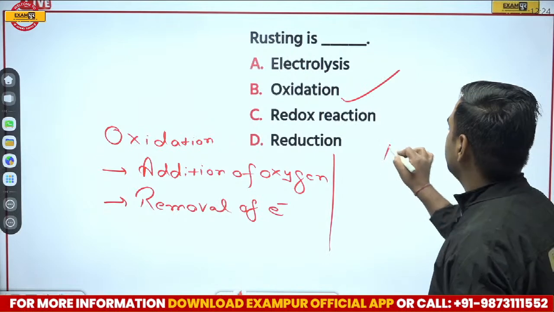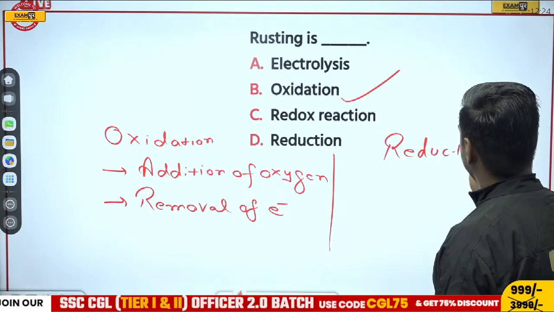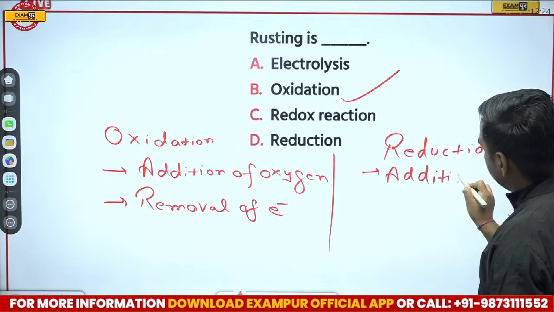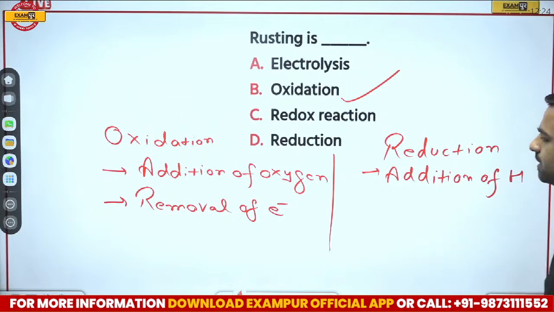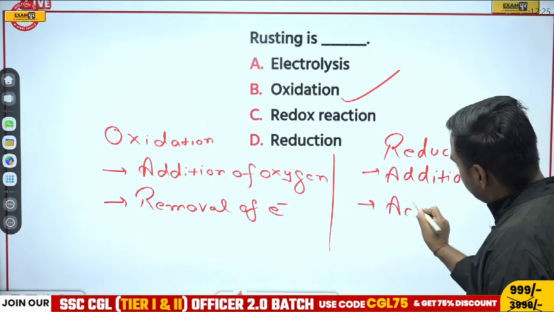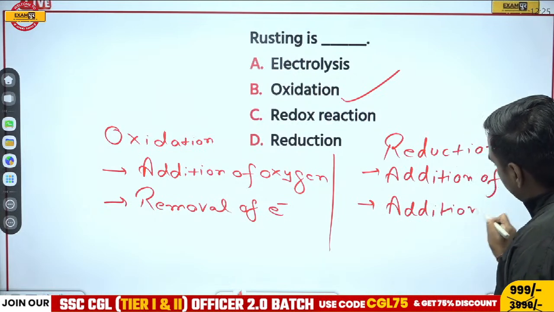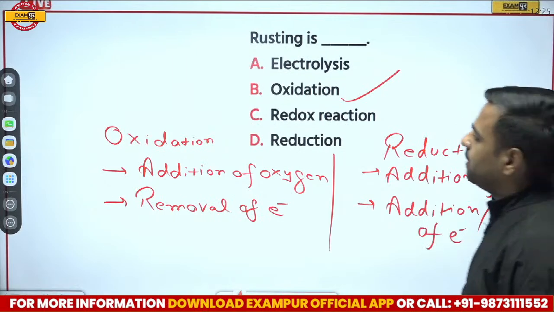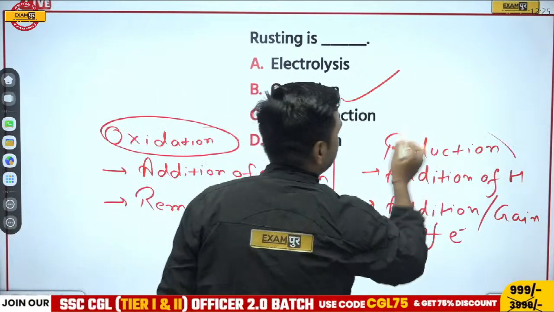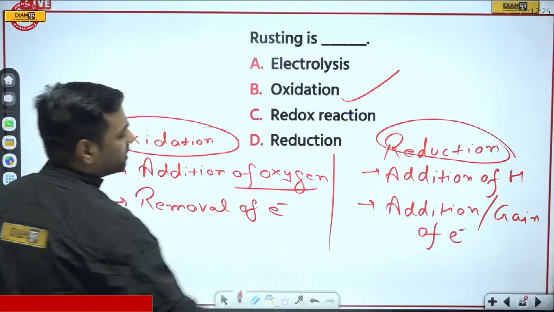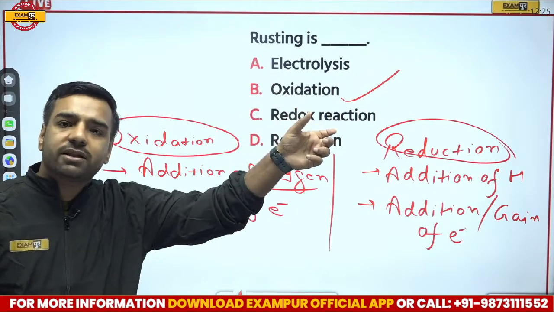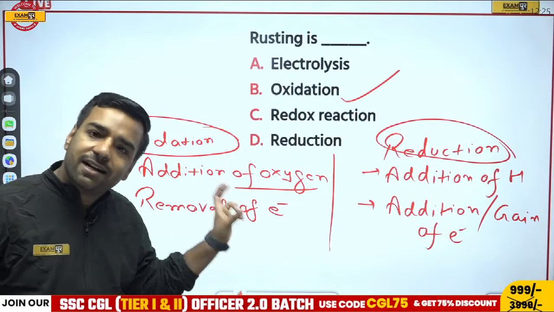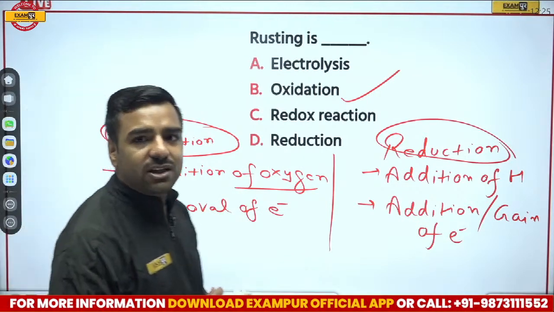So if I talk about this reduction part, here what is happening? Here addition of hydrogen is there. Apart from that, there would be addition, or we can talk about gain of electrons. Here, if I try to compare with these statements, in oxidation, what is happening? We are gaining oxygen, right? Because of the presence of that oxygen and moisture, only then rusting was taking place. And here what we are saying, addition of oxygen is what? Oxidation. That's why here we say that rusting is actually oxidation.